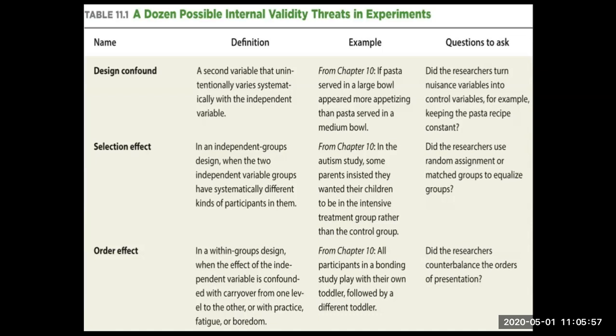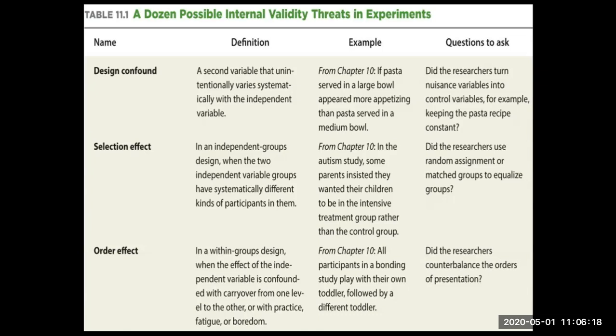Question to ask for this: did the researchers turn nuisance variables into control variables? For example, keeping the pasta recipe constant, the temperature constant, right? So when we hold these things constant, that sort of eliminates this idea of confounds, as many things as we can. We can't always know everything to hold constant, but to the best of our ability, at least.